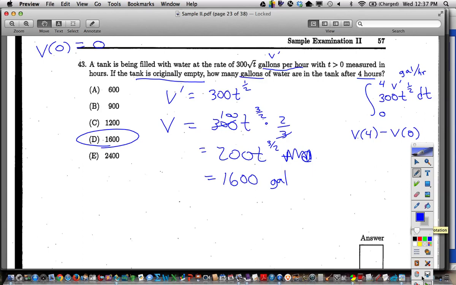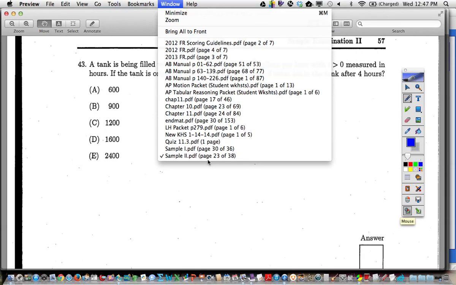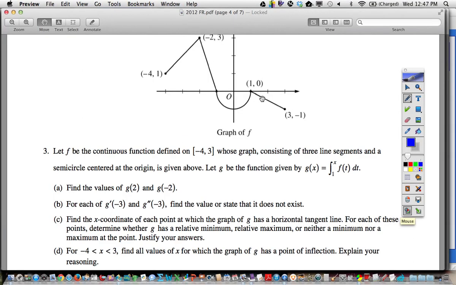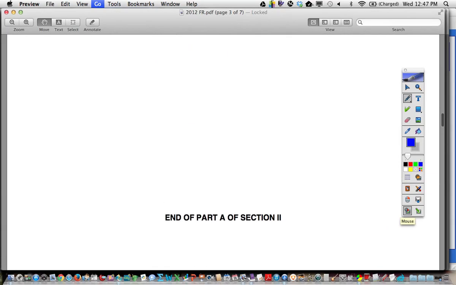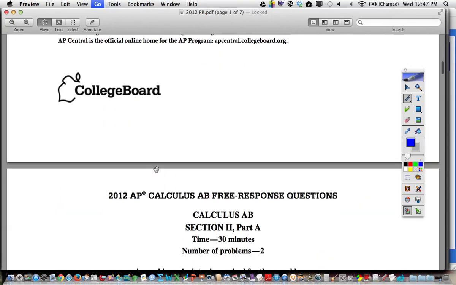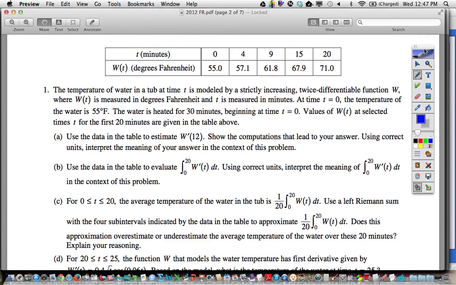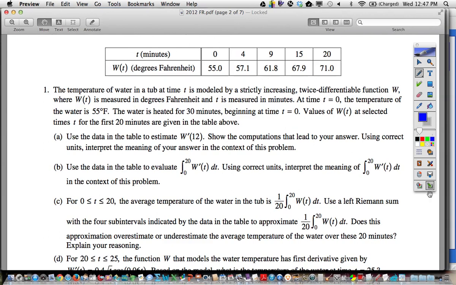Okay, now let's go to the 2012 free response packet, because number 1 is related to that. Number 1 is very similar. Now we are a few days away from getting into problems with a table of values. We're going to spend a fair amount of time on that in the next month or so. We'll be getting more into functions given by tables, and we'll get much more comfortable dealing with those. But let me just talk through a couple of these things.